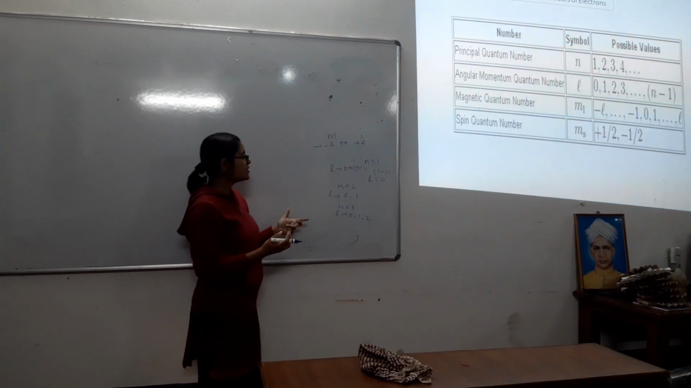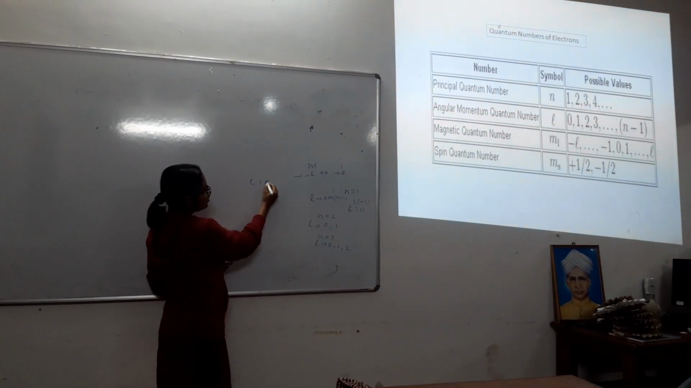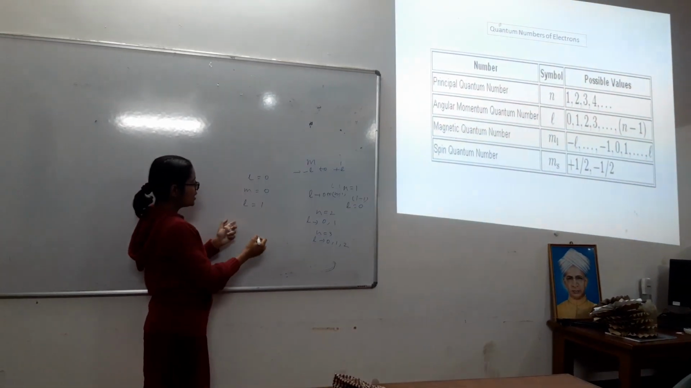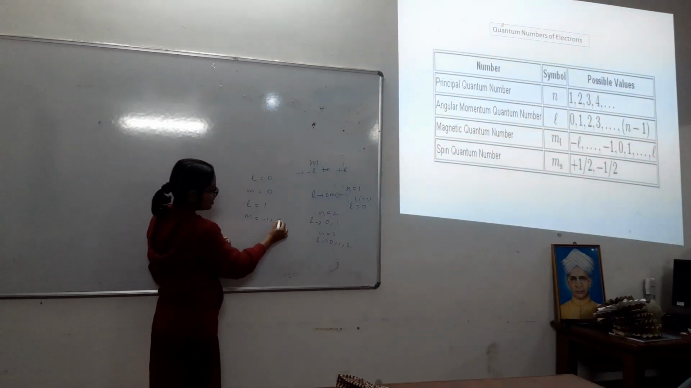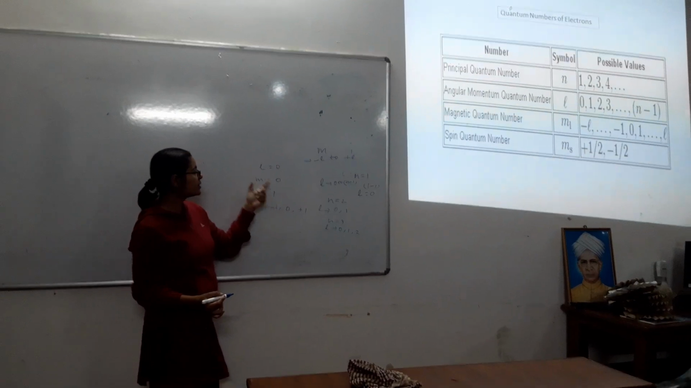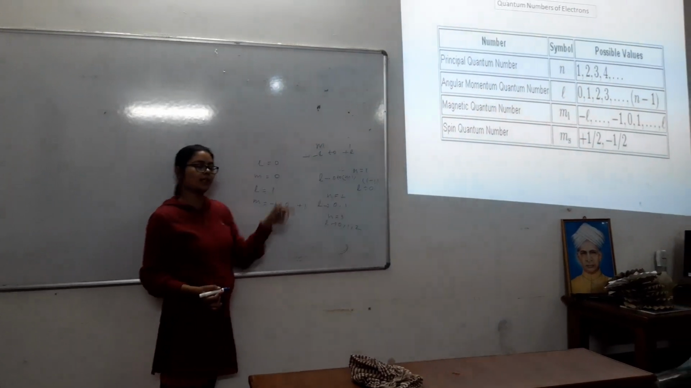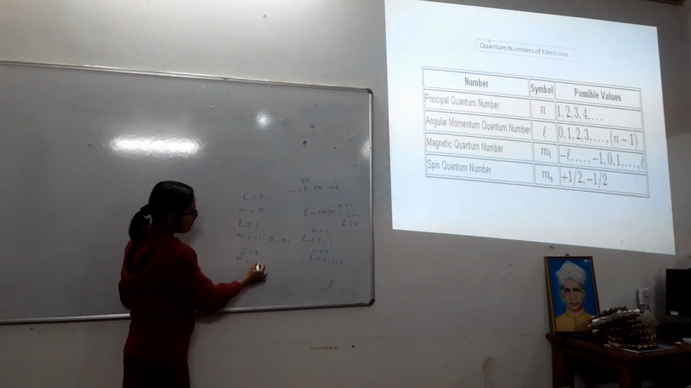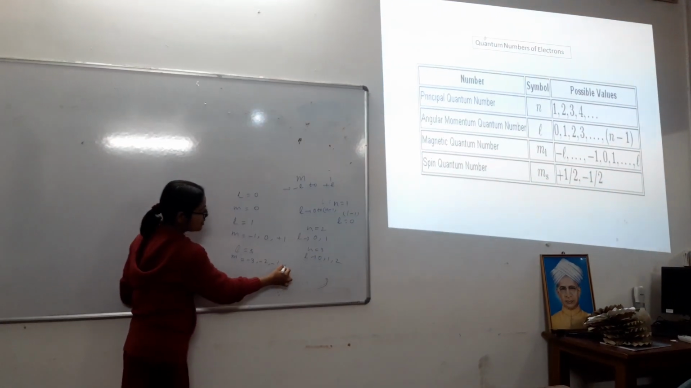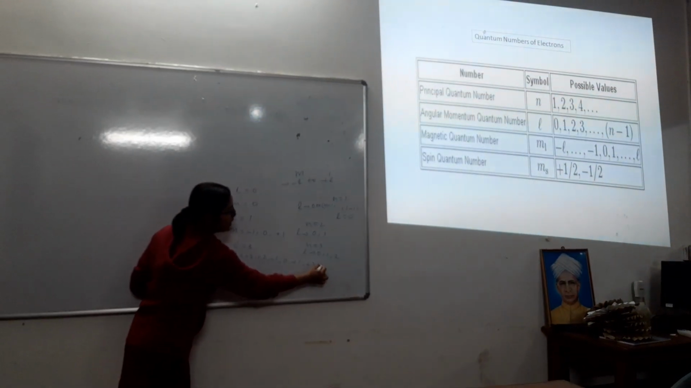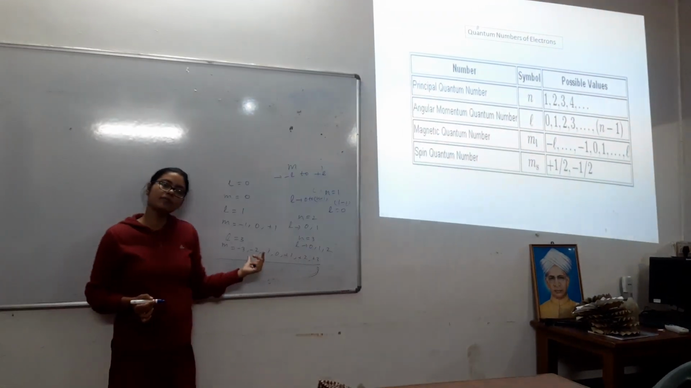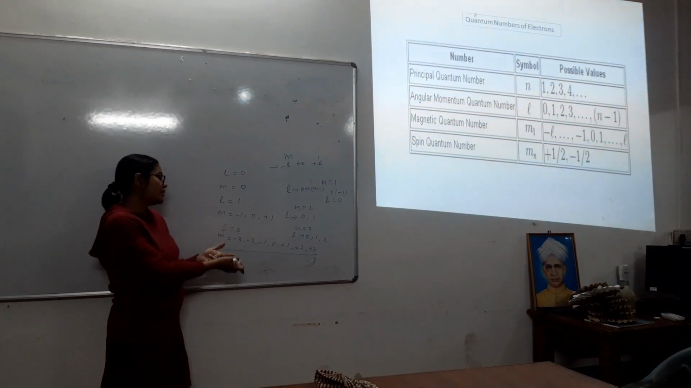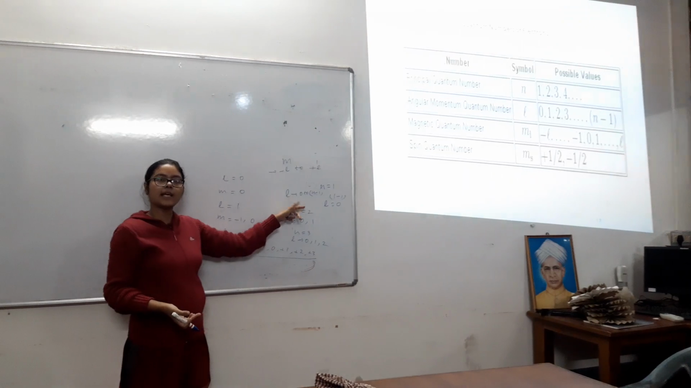Now you can see if l equal to 0, then m has just one value, 0. If l equal to 1, then m has the values -1, 0 and +1, because the value of m is -l to +l. Now if l equal to 3, then m values are -3, -2, -1, 0, +1, +2 and +3. These are the values for the magnetic quantum number. So the magnetic quantum number depends on l, and so it also depends on n, because l depends on n.